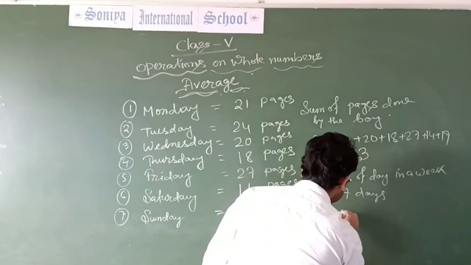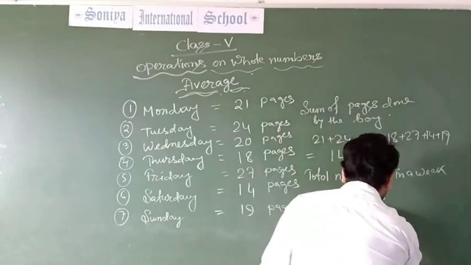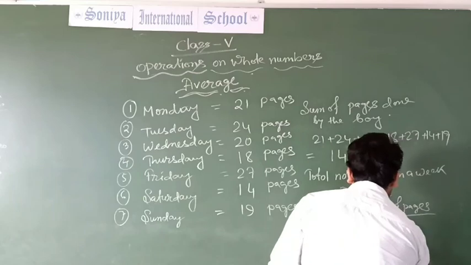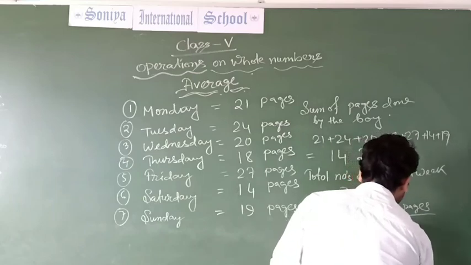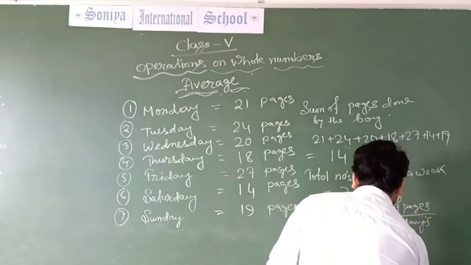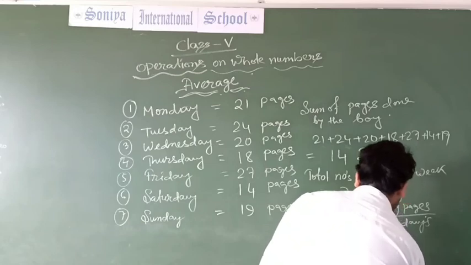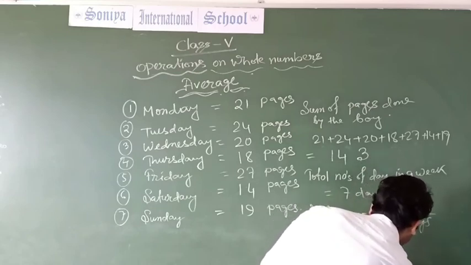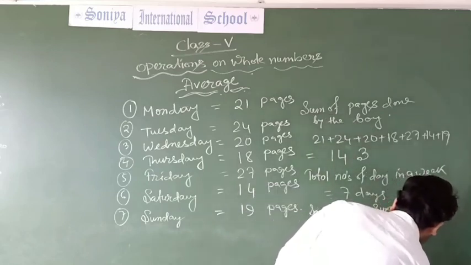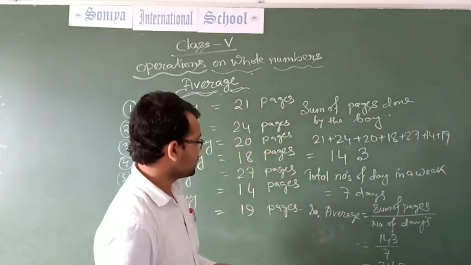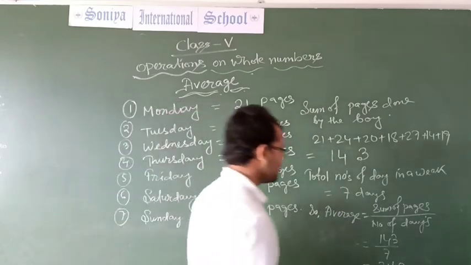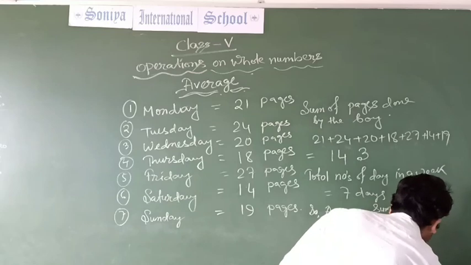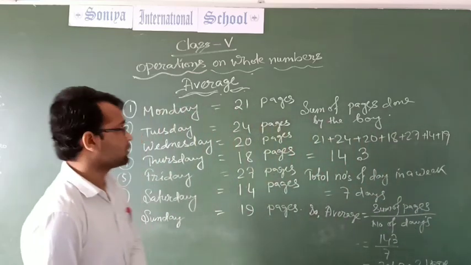So average is equal to the sum of pages divided by the number of days. 143 upon 7. 7 times 20 is 140, so the average is 20.42, near about 21 pages. Near about 21 pages. Is that clear?